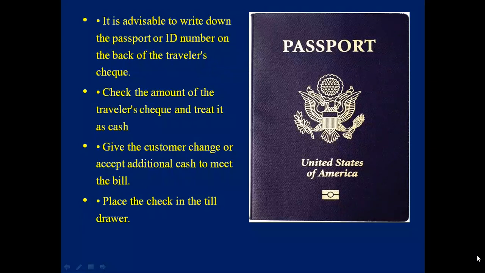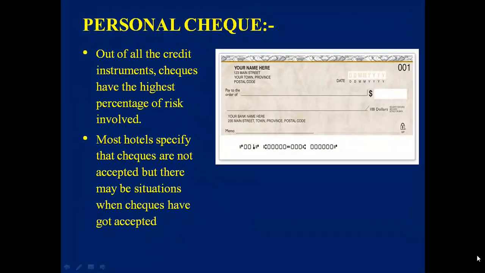Place the check in the till drawer, and you have to keep all the documents properly. You have to preserve all the documents because they will go for the audit process. So it is the duty of the front office person to handle all the documents carefully. Now we are moving towards personal check.